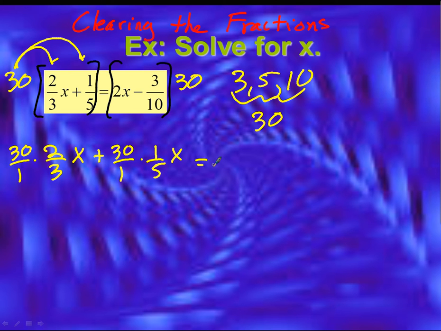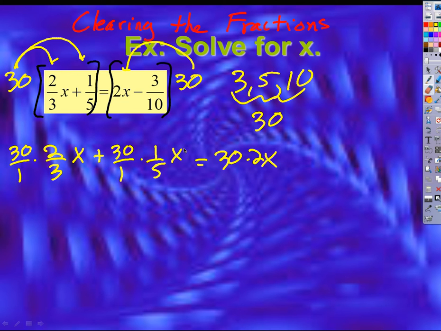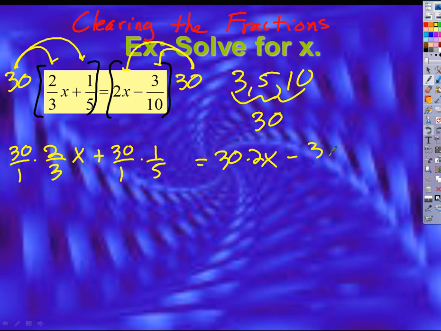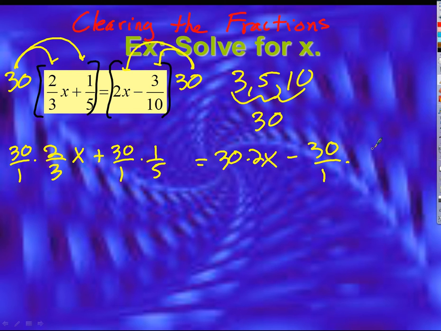Equals, on the other side, 30 times 2x, that's no big deal. That one we can do. There's no x in one. Oh, whoops, you're right. Sorry, my mistake. No x. And then last term, minus 30 over 1 times 3/10, right?